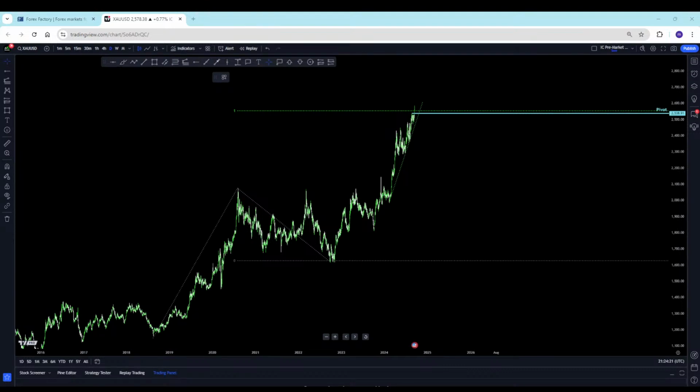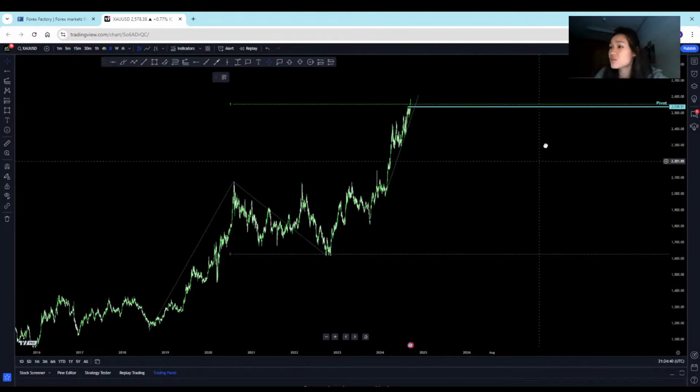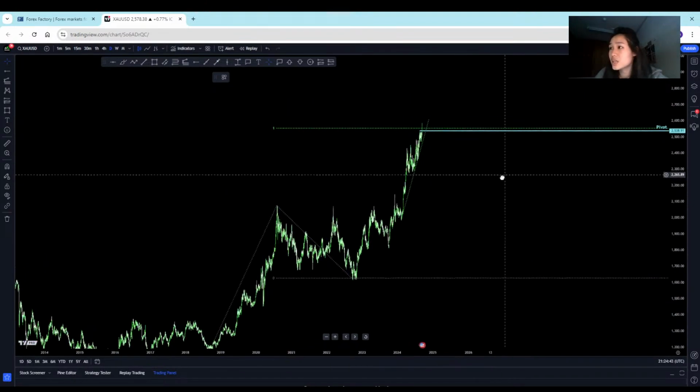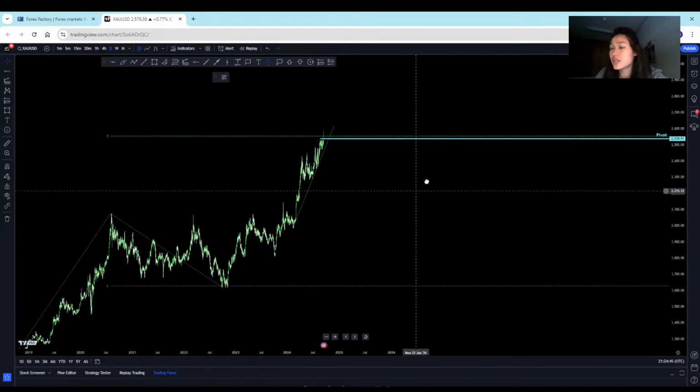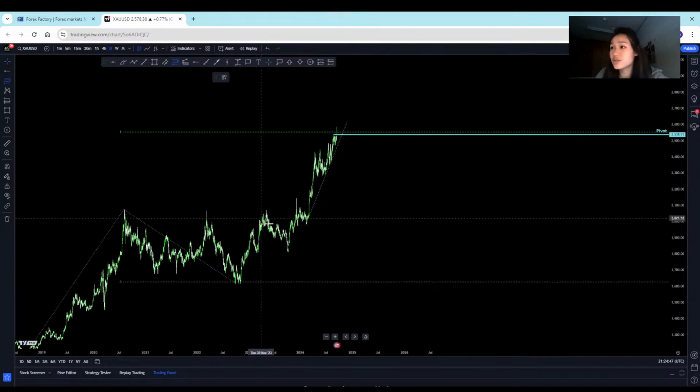Okay, let me just check my camera to see if I can still use it. Okay, I think it's working now. So this is my pivot. Let's see if we have any extension levels.